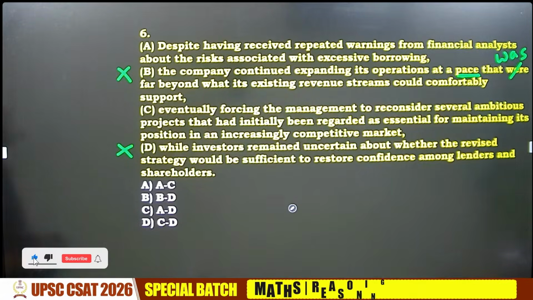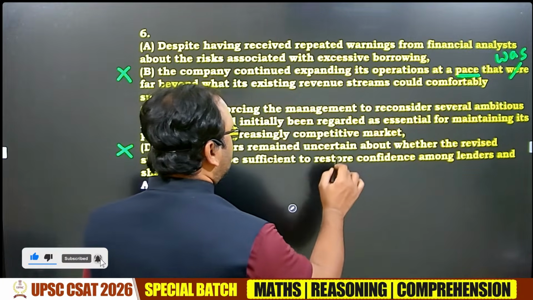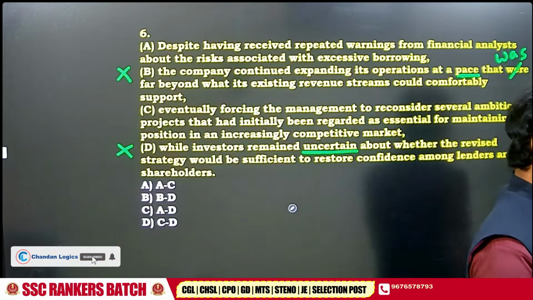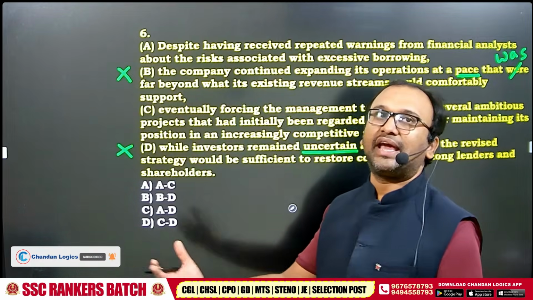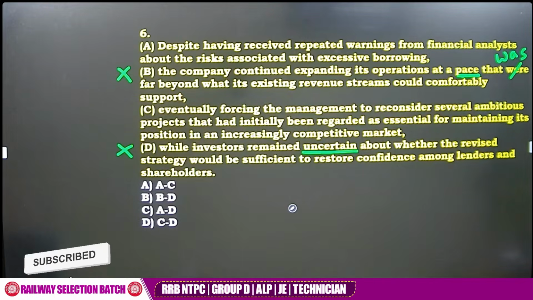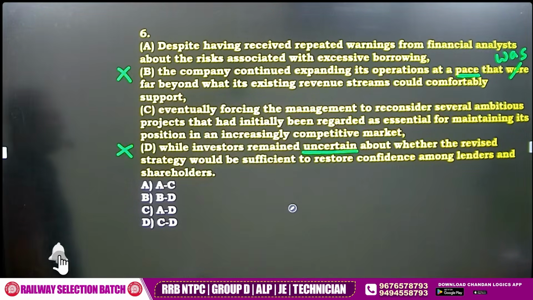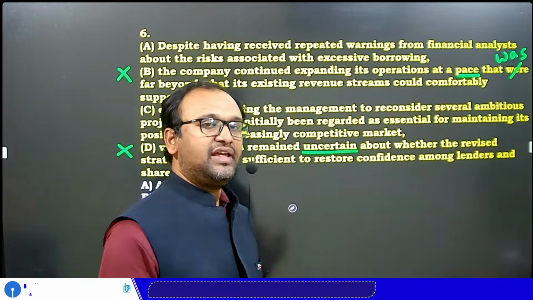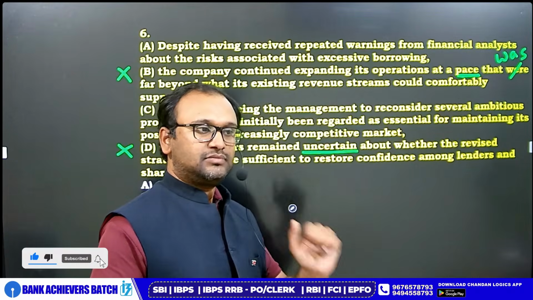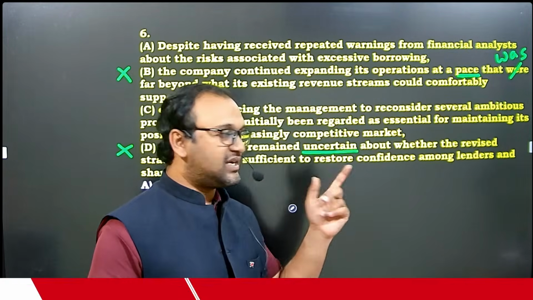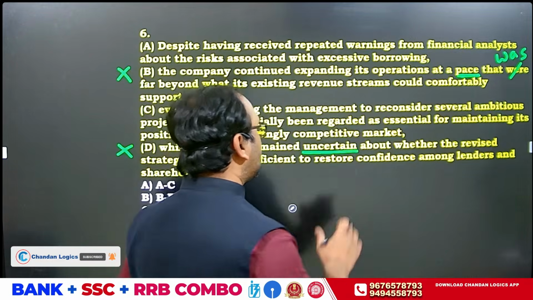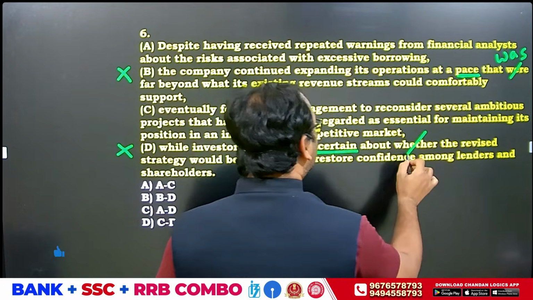The problem with the fourth part is, what is the meaning of uncertain? Anybody tell me? Uncertain means it can happen, it cannot happen. It may happen, it may not happen. Uncertain means it could happen, it could not happen. So uncertain means the guarantee is not there. Uncertain means whether. So when uncertain is there, you don't have to use whether.